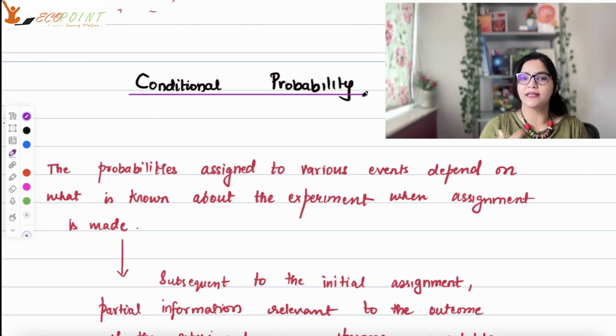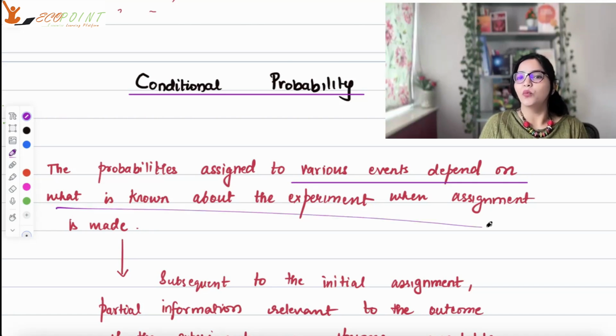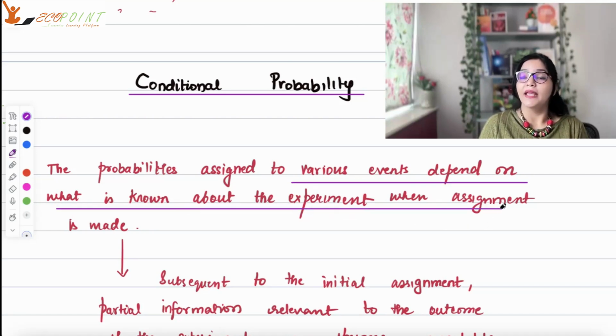After understanding the calculations behind simple probability questions, we worked on the concept of conditional probability. Extremely important because with conditional probability comes in a lot of concepts. The concept of Bayes theorem, multiplication rule, extremely important. Now, conditional probability means, as the name suggests, there is a condition attached. The probabilities assigned to various events depend on what is known about the experiment when assignment is made. The moment you have some extra information in a certain experiment, the probabilities would change.